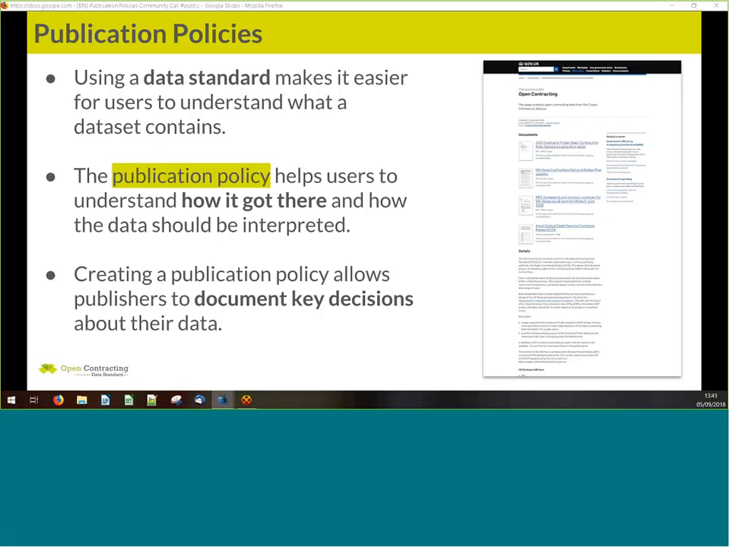There's a lot of decisions involved in producing OCDS data, as the many publishers we've got on the call today will know. And the publication policy provides an opportunity really to document those decisions and explain what is and isn't included in the data and help users to understand what to expect from the data. We've got a screenshot on the right-hand side there, the slide of the UK's publication policy, which we'll be looking at in a little bit more detail in Andrew's presentation.